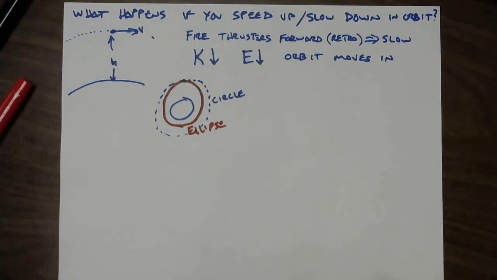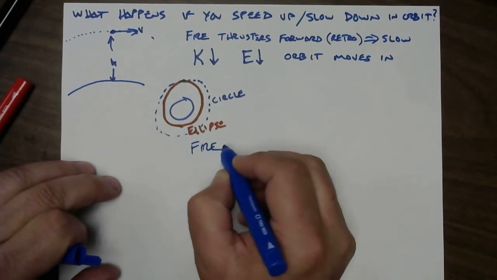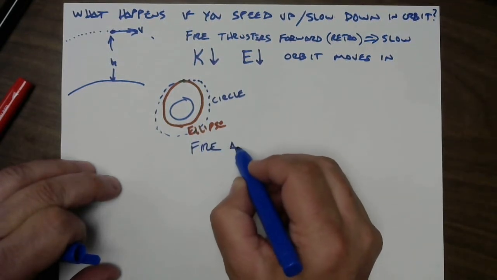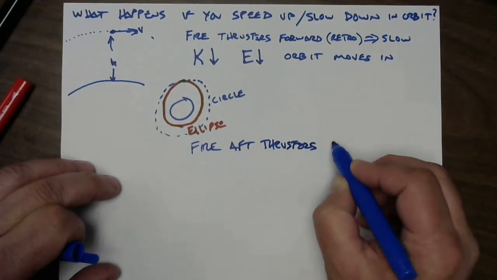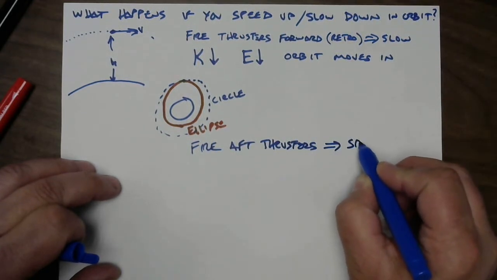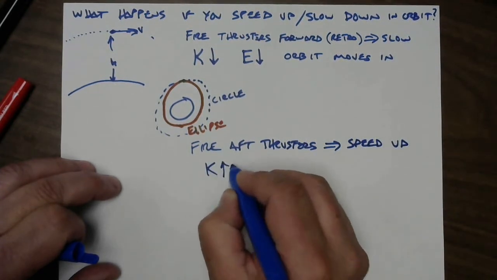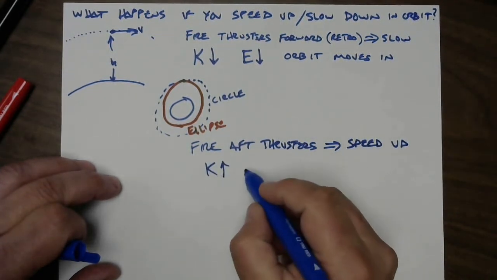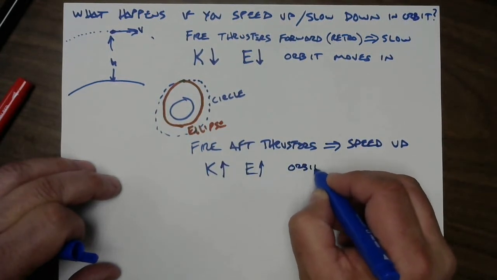Then what if you fire aft thrusters so that you speed up? Well, your kinetic energy will increase momentarily, which means that your total energy will increase momentarily, and the orbit moves out.